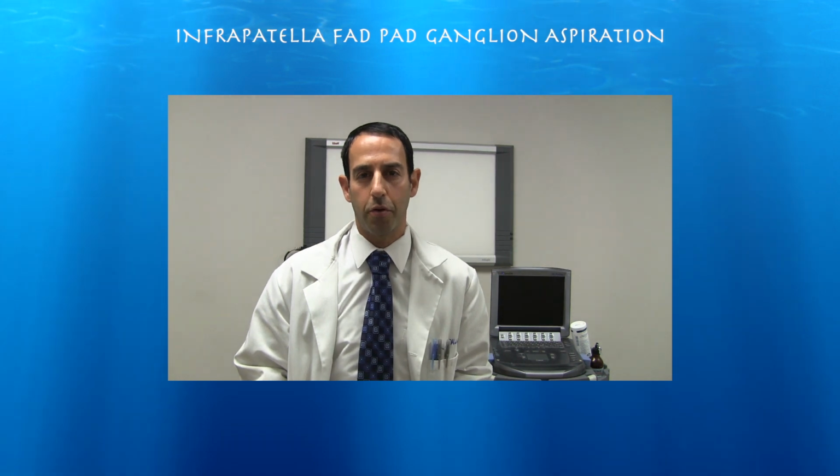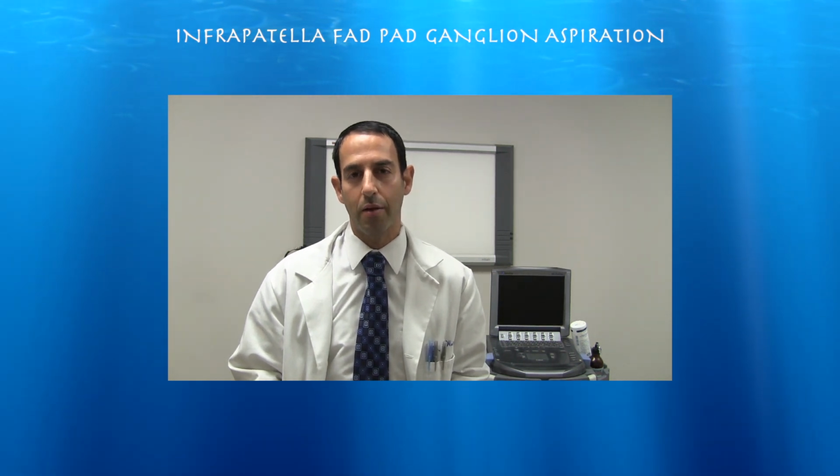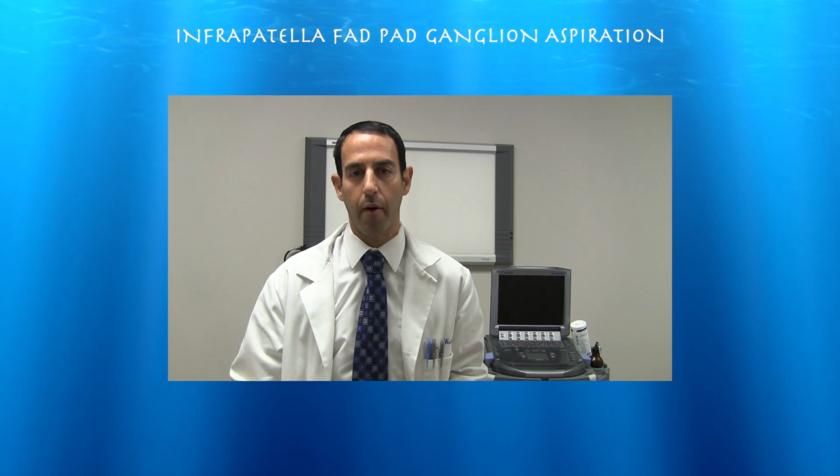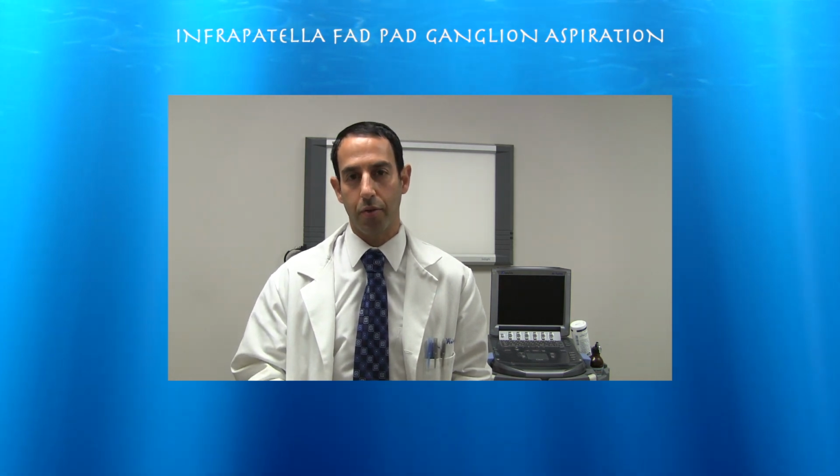This is a case of a 54-year-old female who presented with about 1 year of pain, essentially right over the pes bursa region in her right knee. Most of her pain was essentially with stair climbing.